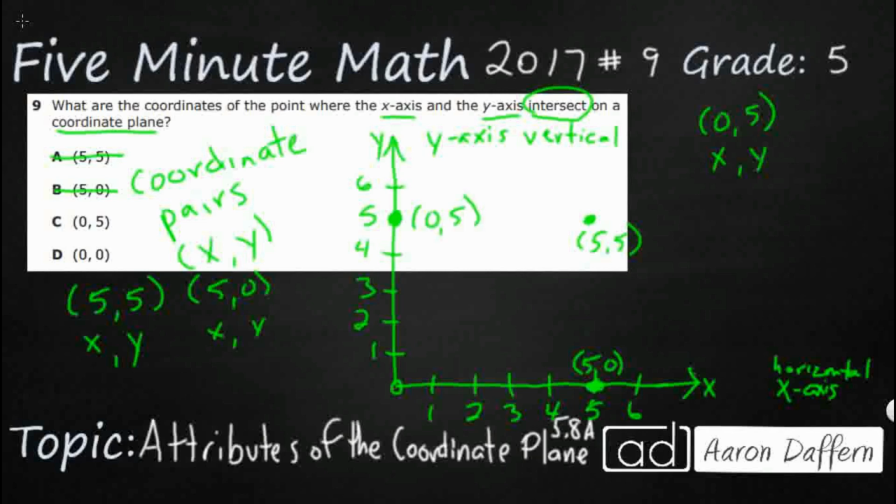So if I could somehow mix this one and this one, I'd be fine. And that's what I get at the very end. Right down here, this is my 0, 0. It's at the origin. That's where they intersect. The answer is D.